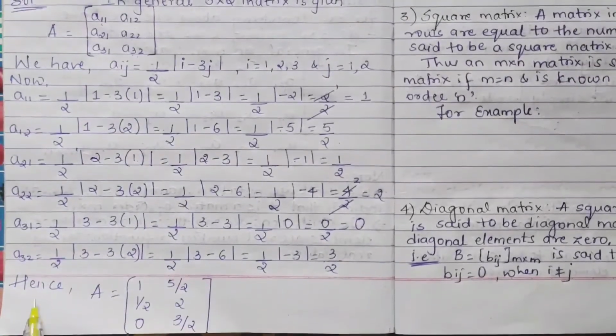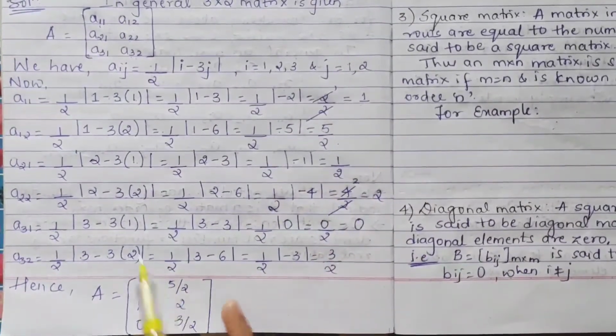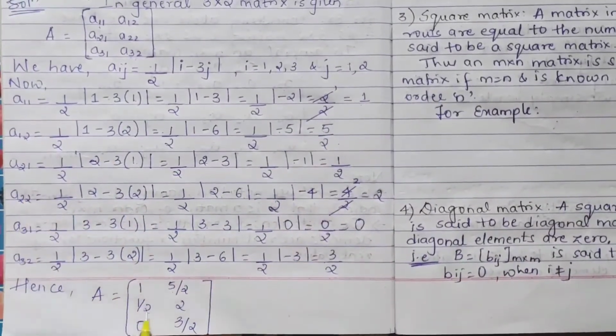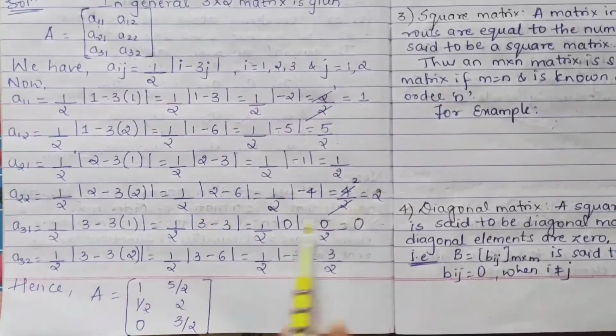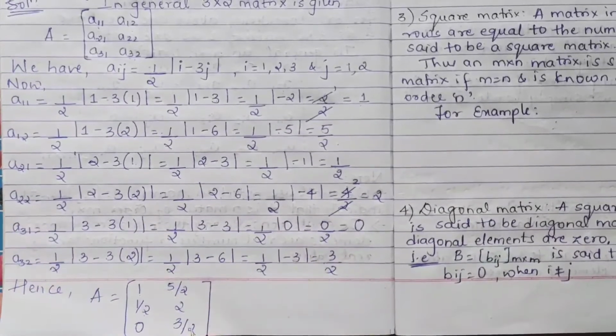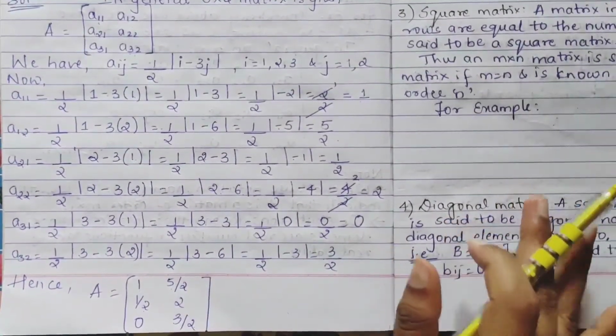At the last you can write, hence A is equal to, your A11 element is what? 1. Your A12 element is 5 by 2. Your A21 element, here it is 1 by 2. A22 is 2. A31 is 0. A32 is 3 by 2, and you have to fill it. Okay, it is just simple.